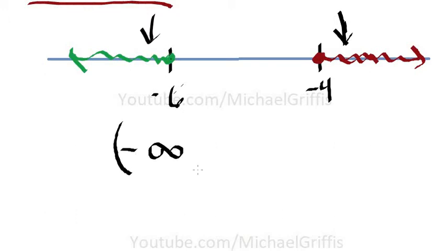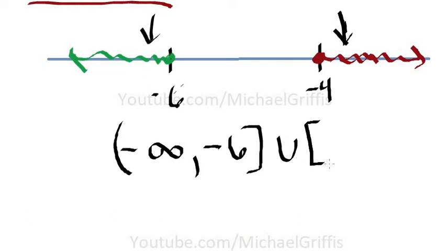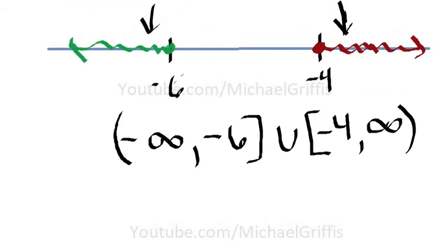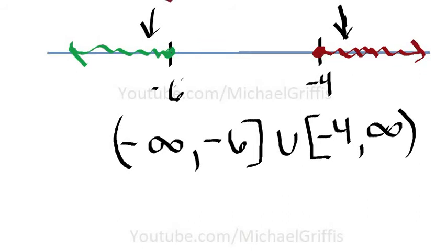So let's go ahead and do our interval: from negative infinity up to negative 6. Remember, it includes it, so we put a bracket, then union, from negative 4 to infinity. There's our solution written in interval notation.